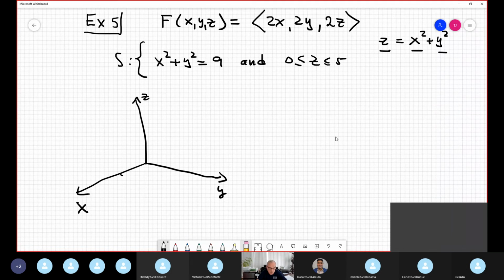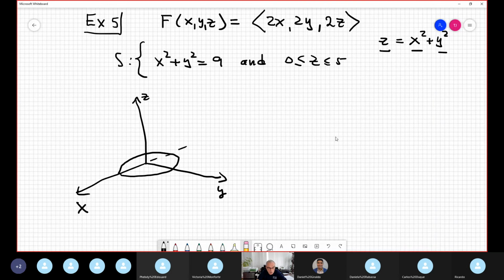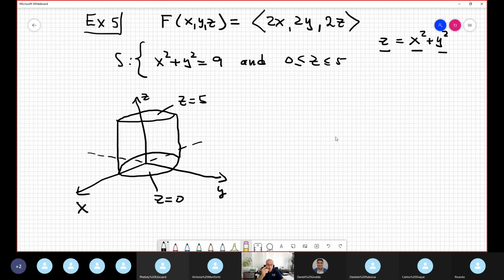Guys, it's no big deal to memorize this, well, when you are taking calculus 3. Maybe when you finish, you forget. So this is a cylinder, but not the entire infinite cylinder. It's one piece of the cylinder because it's bounded by z equals 0, on the xy plane, and z equals 5.